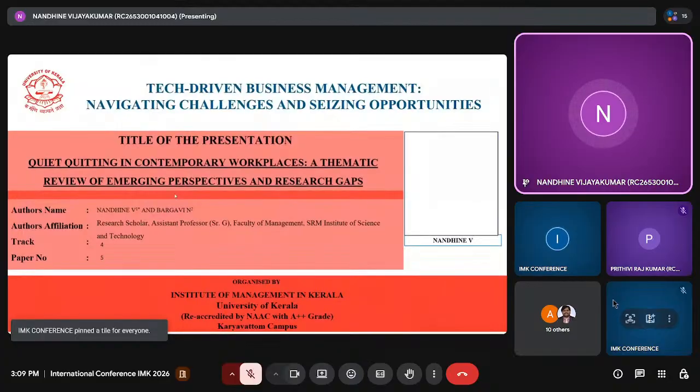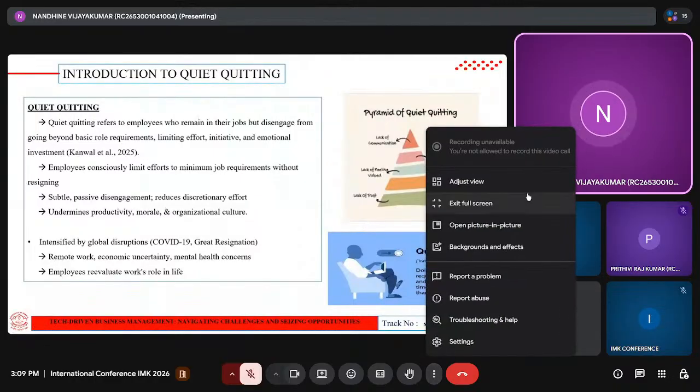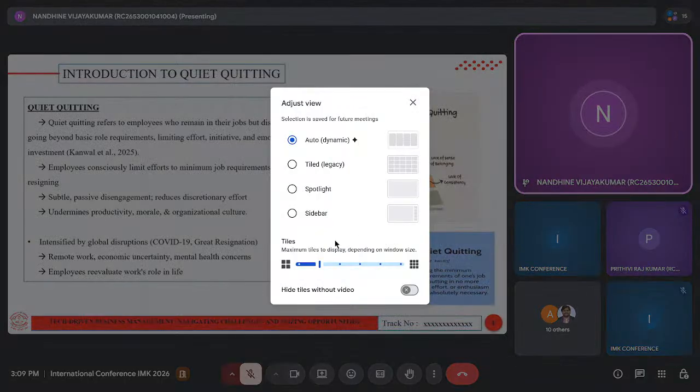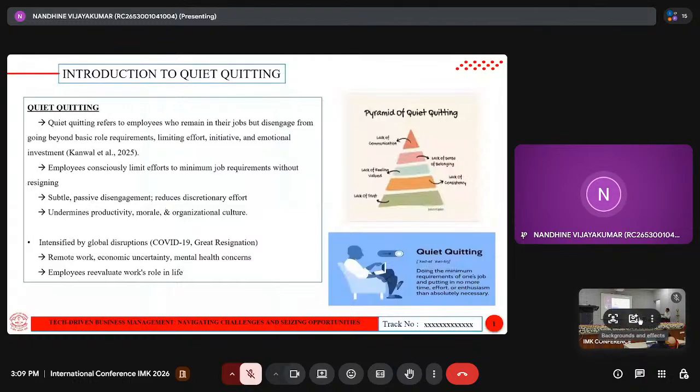So I'm Nandini from SRMIST Chennai, and my talk for today is Quiet Quitting in Contemporary Workplaces: A Thematic Review of Emerging Perspectives and Research Gaps. To introduce, quiet quitting refers to employees who remain in their job but disengage from going above and beyond their basic role requirements.